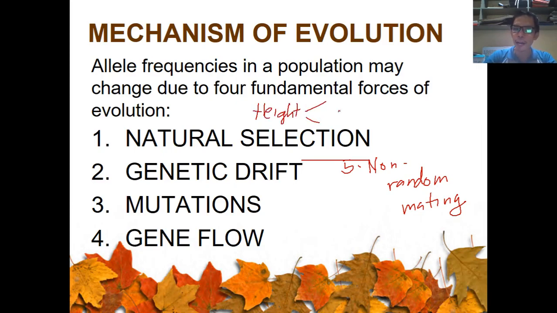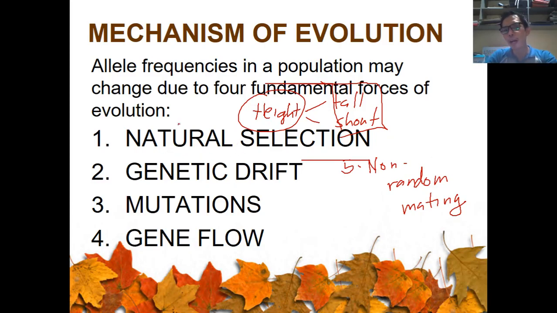So the allele for height is either tall or short. Please do take note of that. So this is the gene and this is the alleles. With that, let's get started.